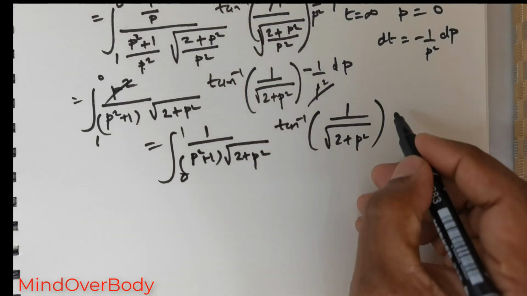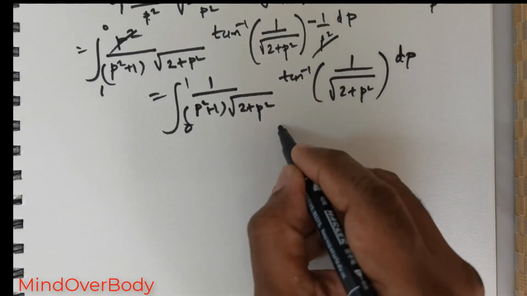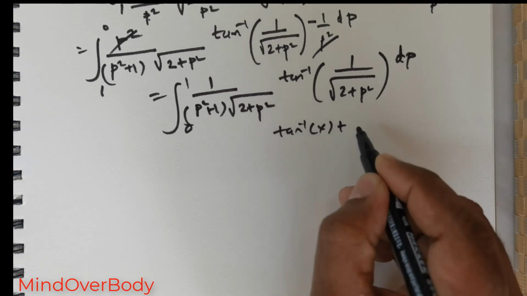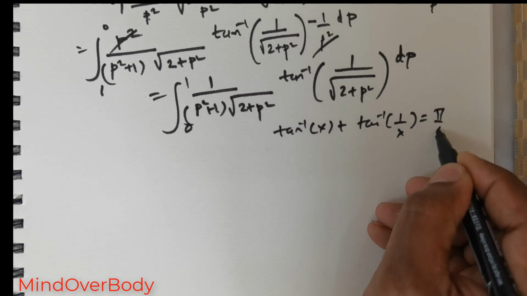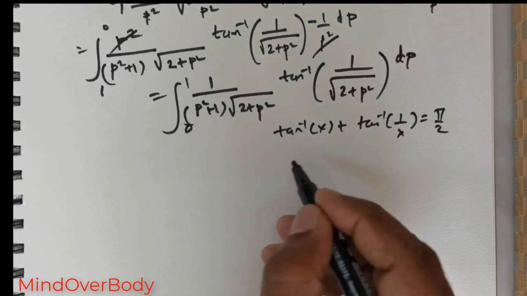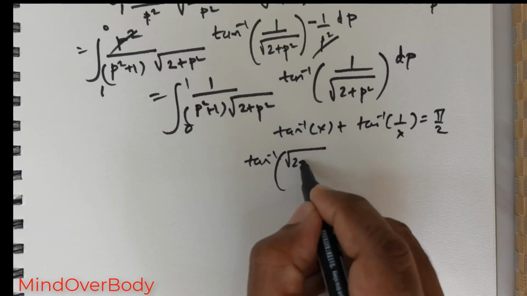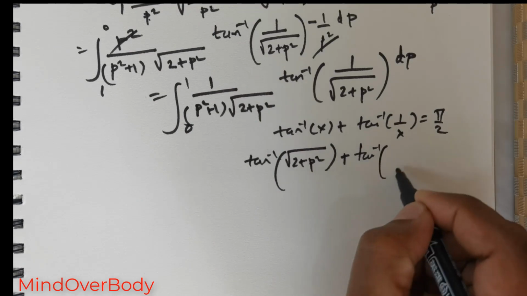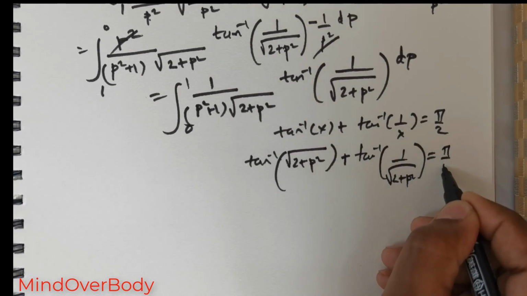Now I would like to apply an identity. So tan inverse of x plus tan inverse of the reciprocal of this x will be equal to pi over 2. So by that, tan inverse of root of 2 plus p squared plus tan inverse of 1 over root of 2 plus p squared is equal to pi over 2.